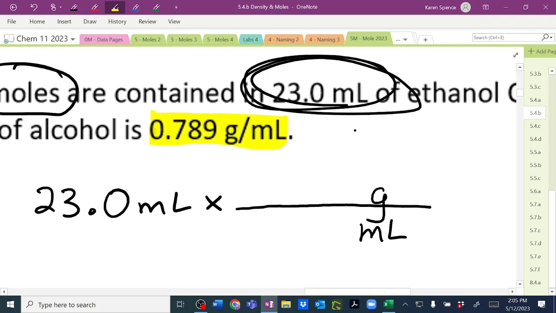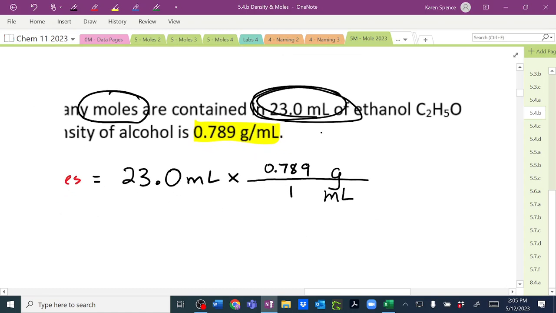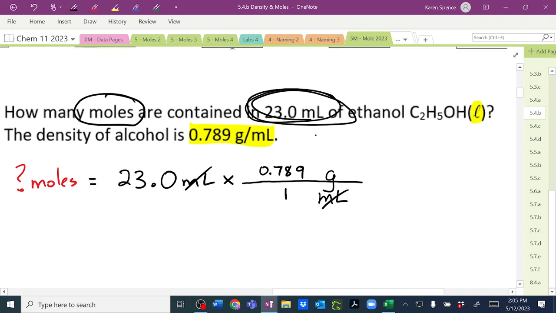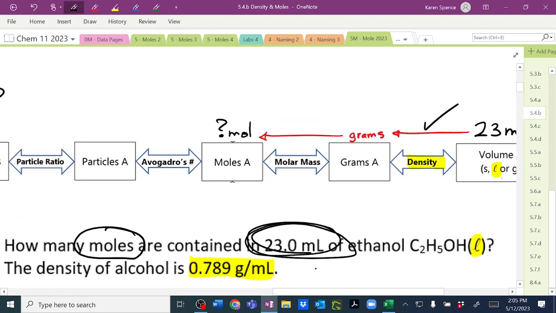Oh, look at that, it's right there. Yes? 0.789 grams per 1 milliliter. So now we've done step number 1. We have converted from milliliters to grams, and now we need to go from grams to moles.